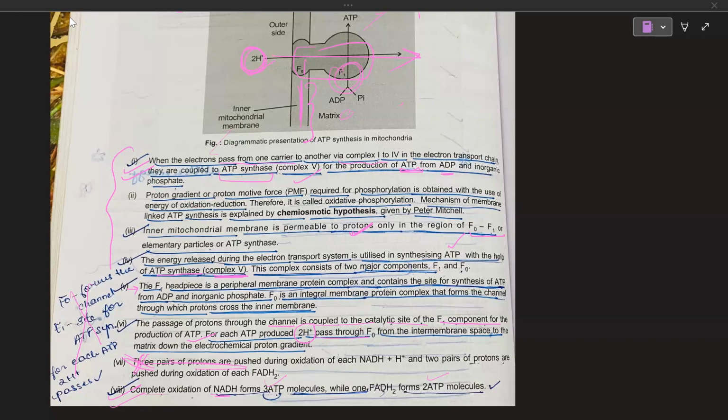Can I also skip the point: mechanism of membrane linked ATP synthesis is explained by chemiosmotic? No, you can't skip that. That is in the syllabus. It's important. It's there in the previous chapter also.